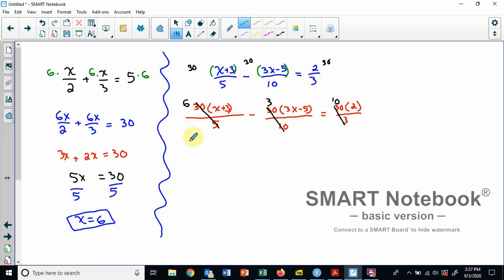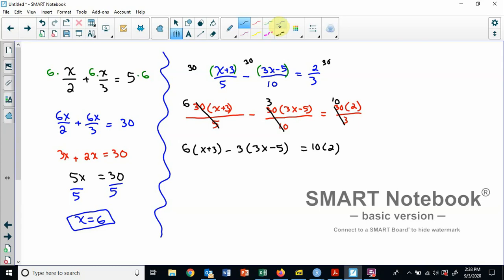So let me rewrite what we have. I have a 6, and then I have parentheses x plus 3. I have a minus sign. I have a 3. And then I have parentheses 3x minus 5. Bring down your equal sign. I have a 10 times a 2. So now I have no more fractions. Now you can honestly just forget about everything we did up here and treat this exactly like some of the problems that we've done earlier.